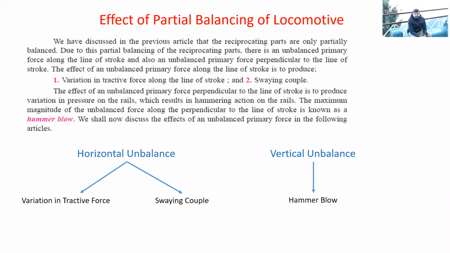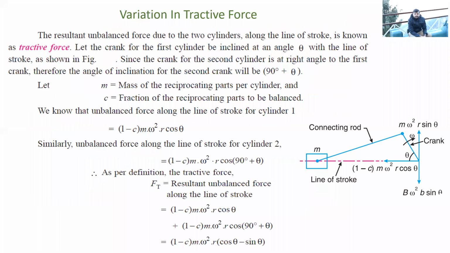All right, so let's move forward. Let's first see the variation in the tractive force. Now see, variation in the tractive force is because of unbalanced force in the horizontal direction, right? So what was the amount of unbalanced force? That is (1 minus c) m omega square r cos theta, right? This is what we saw in the previous lecture. In the previous lecture, we saw how this expression was derived.